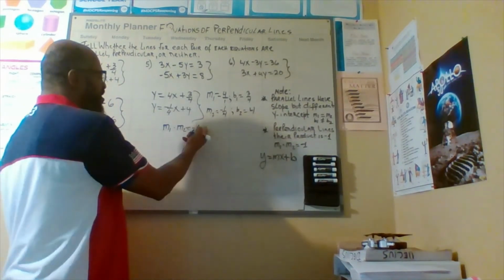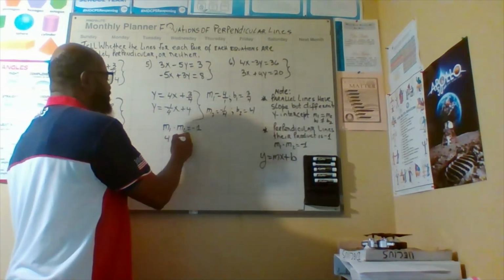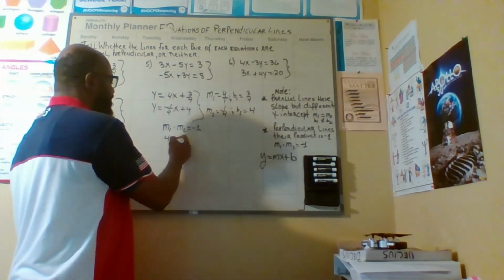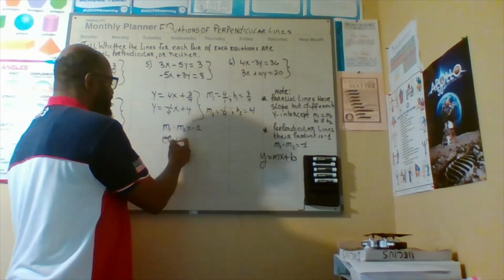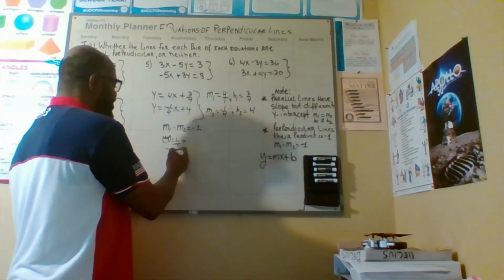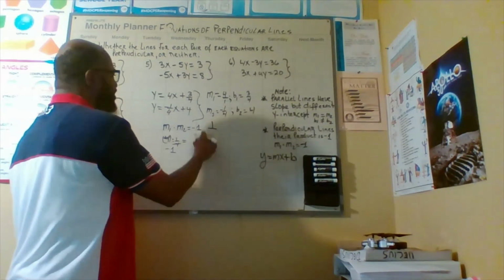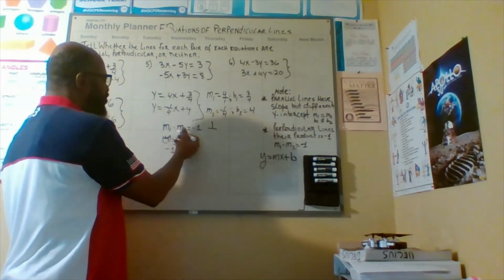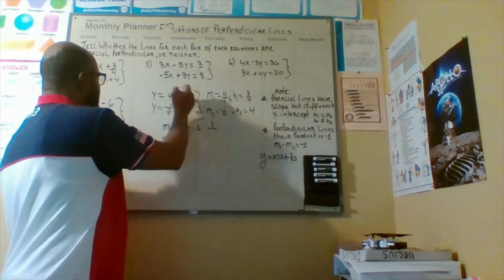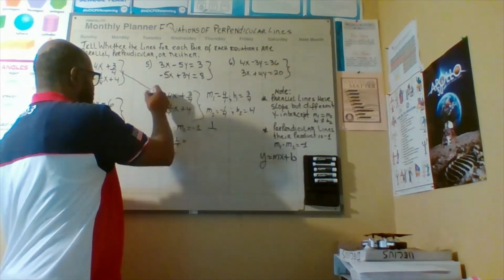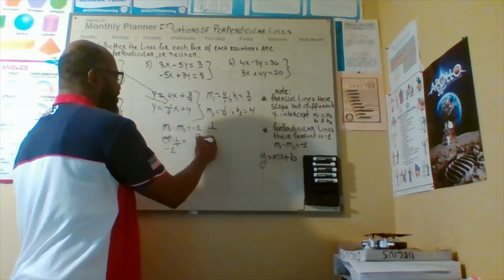But let's apply this one. That will be 4 times -1/4. This will cancel, and this will give you -1. In this case, those two lines are perpendicular because we just defined that when you multiply the two slopes, the outcome is -1. In this case, we will see the lines are perpendicular. Very simple.